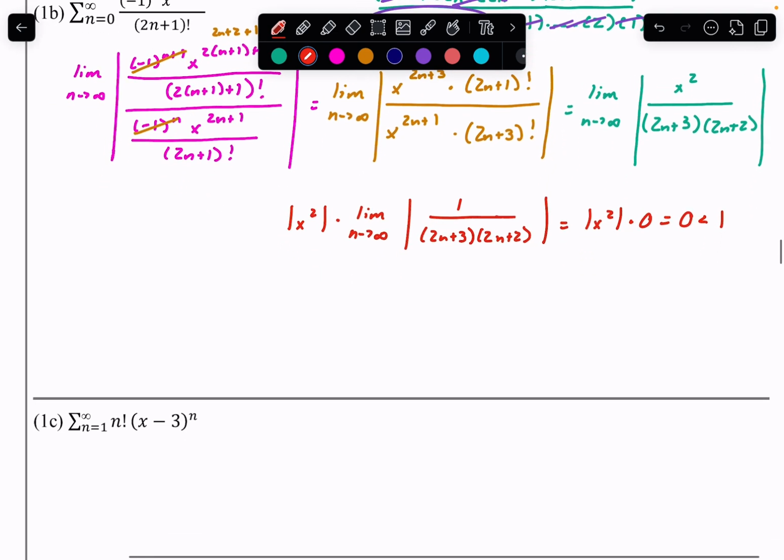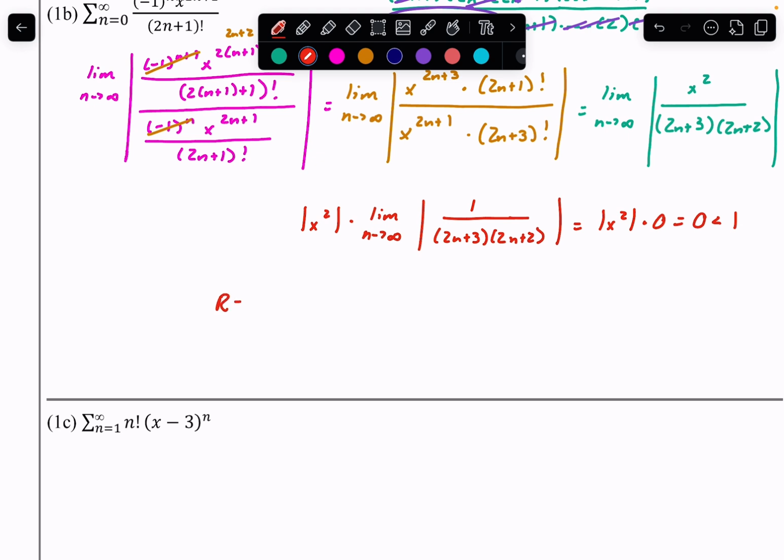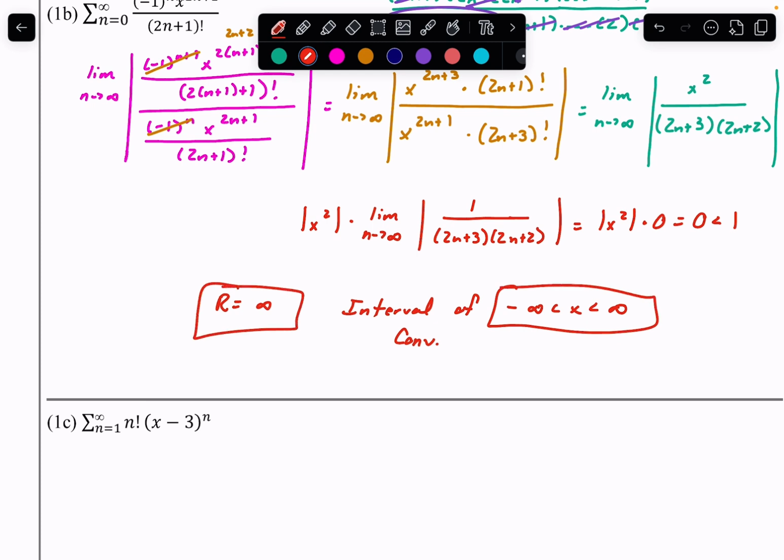So our radius is going to be infinity, and our interval of convergence is from negative infinity to infinity. I like to write these out in inequality notation, but obviously you could also do interval notation. Either one of those is just fine.